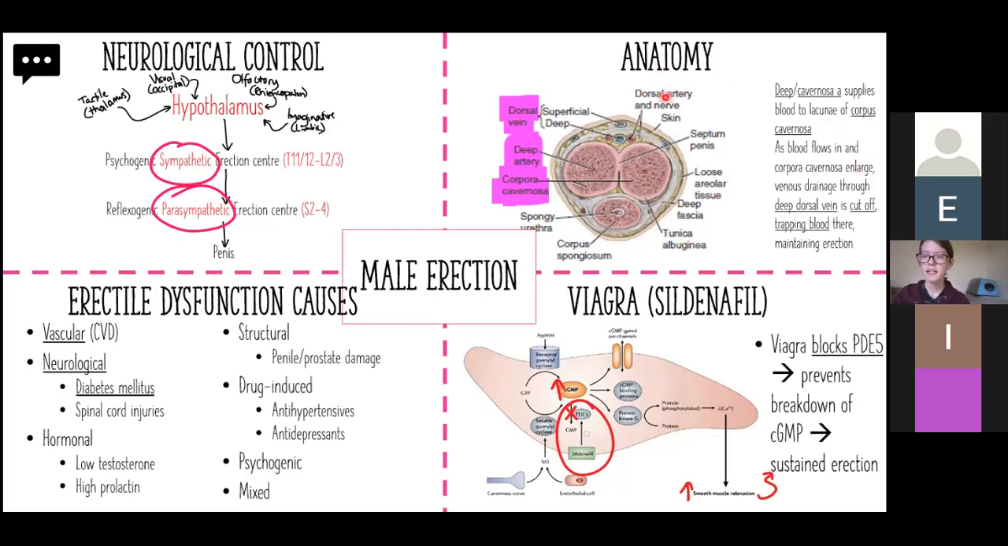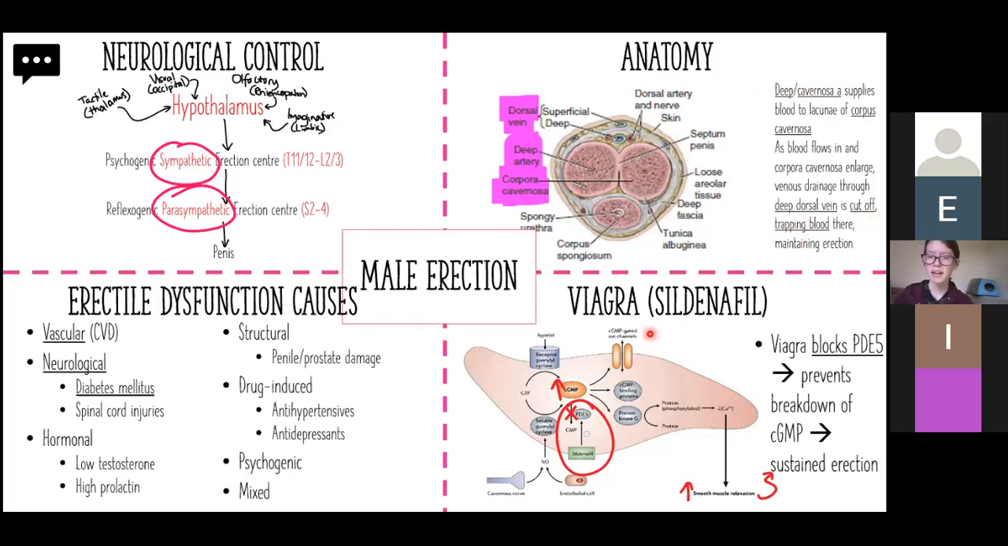Anatomy. Basically know that the deep or the cavernosa artery supplies the lacunae of the corpus cavernosa. So as blood flows in, it enlarges, and eventually you block off the draining vein, the dorsal vein. And so if blood can't get out, but it keeps coming in, it's just going to get larger and larger with more blood and maintaining the erection.